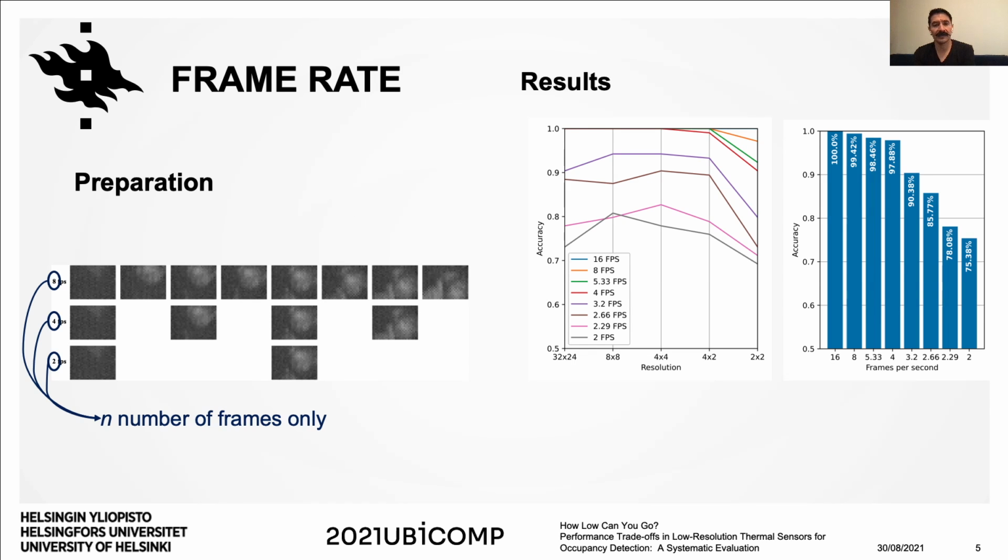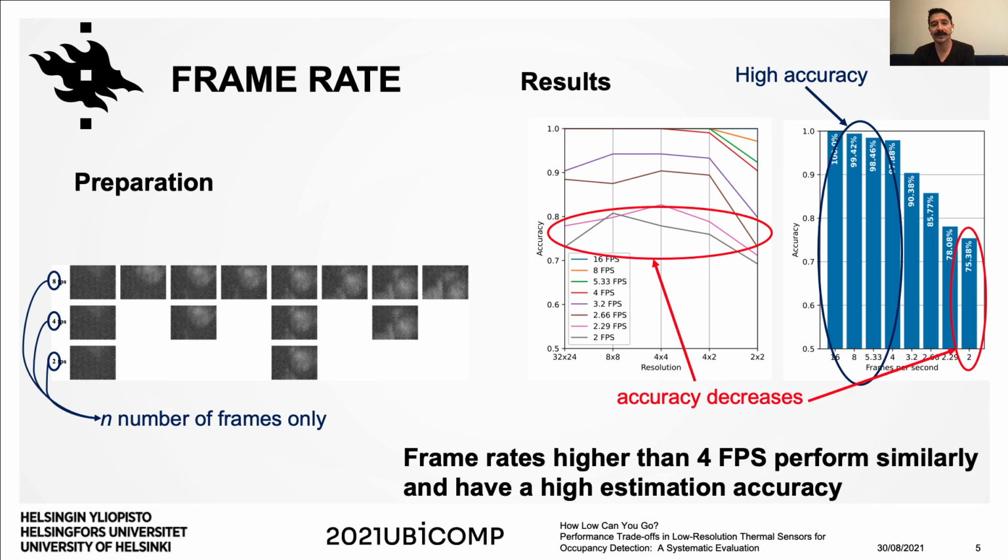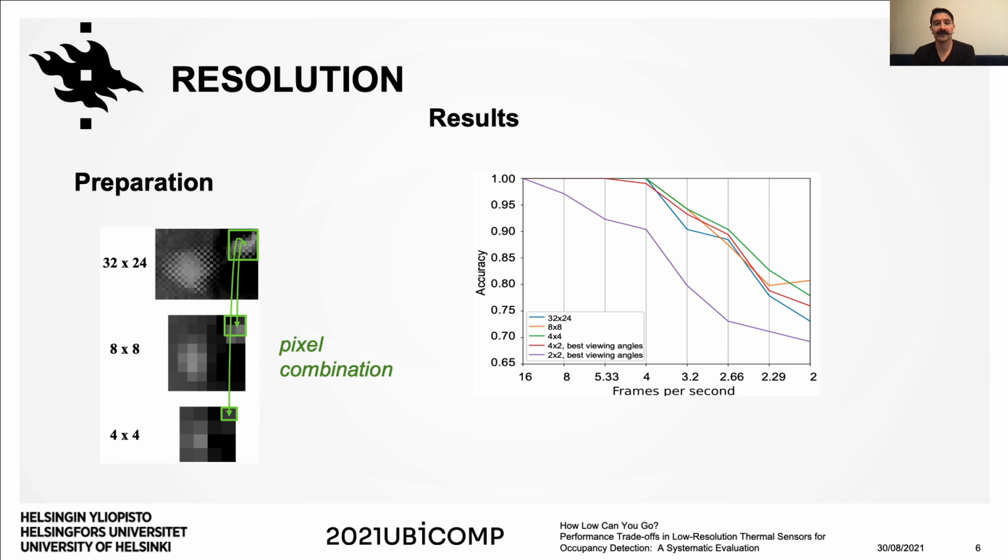In the case of frame rate, different configurations were prepared by considering only every n number of frames from the original video. Our results show that frame rates between 4 and 16 generally perform very similarly and don't have a significant impact on the overall performance of the occupancy counting algorithm. We also observed that frame rates below 2 result in significant decreases in accuracy. However, resolution also has an effect.